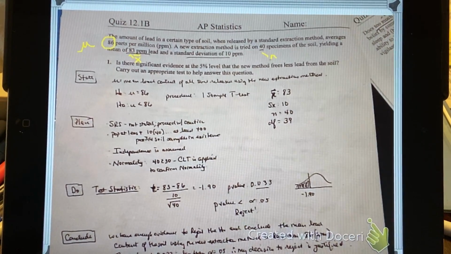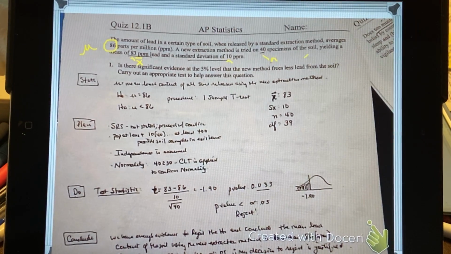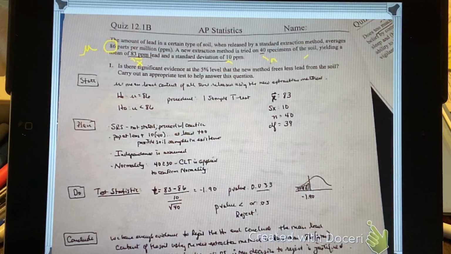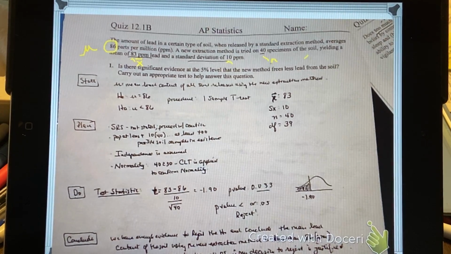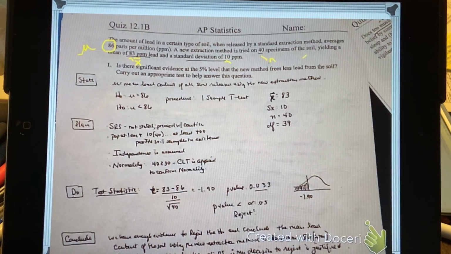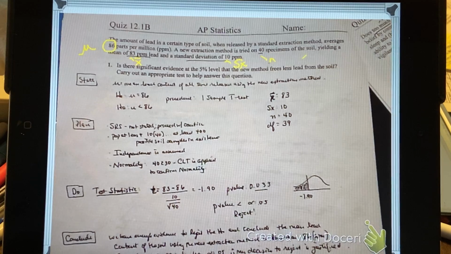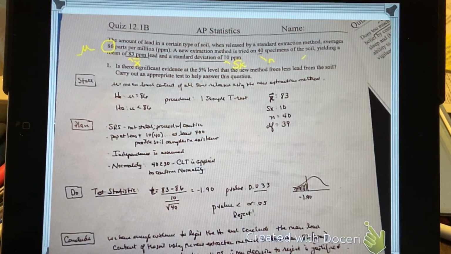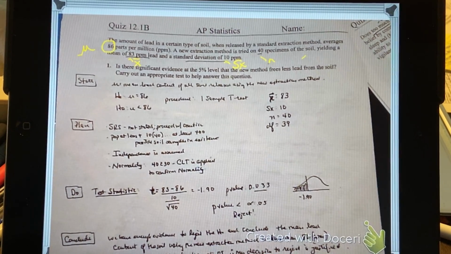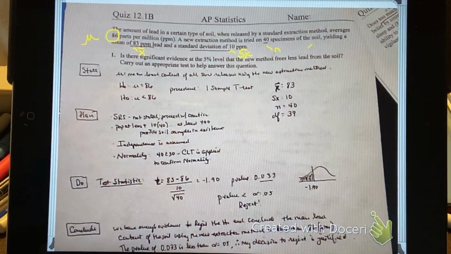Now, wait a minute. Where'd that 10 come from? Well, 10 came from the 40 specimens. Okay, so this time, this is not sigma. 10 is not sigma. 10 is sample standard deviation. So that is my Sx, the sample standard deviation. Okay, can you see the difference? So you have to read the prompt and understand where the numbers belong.